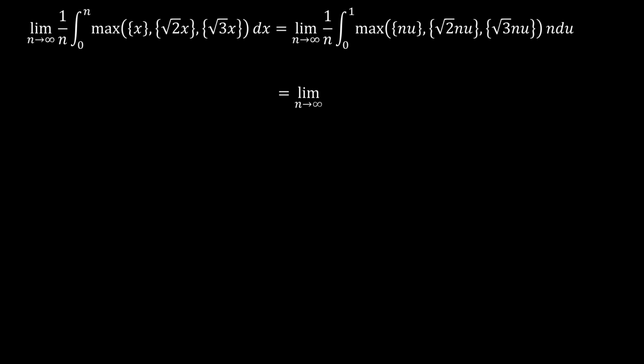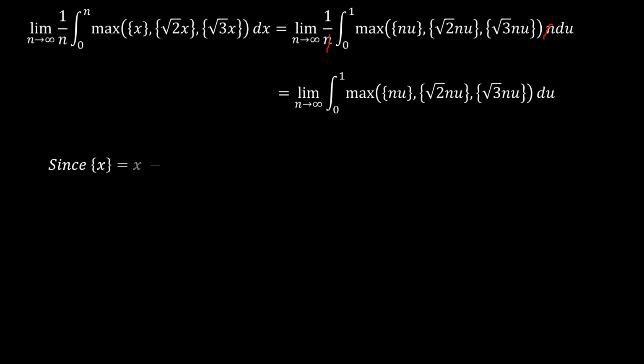So as we saw previously, the n's cancel, and we have this beautiful integral: the limit as n tends to infinity of the integral from 0 to 1 of the maximum of the fractional part of nu, the fractional part of square root of 2 times nu, and the fractional part of square root of 3 times nu. So let's just try to understand what the fractional part means.